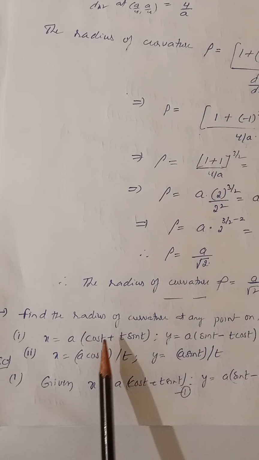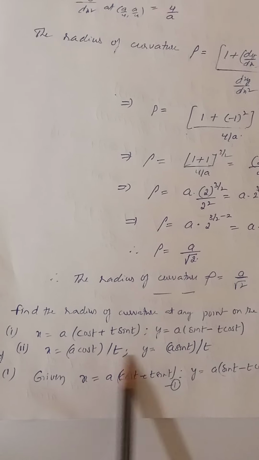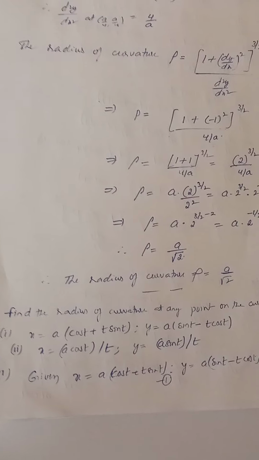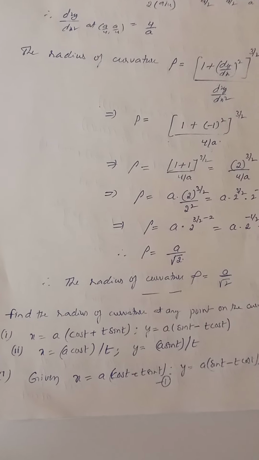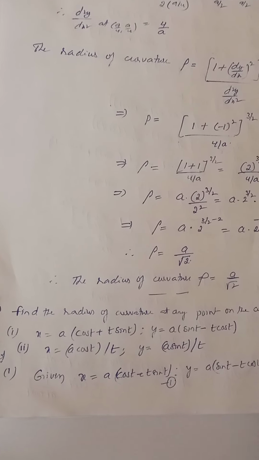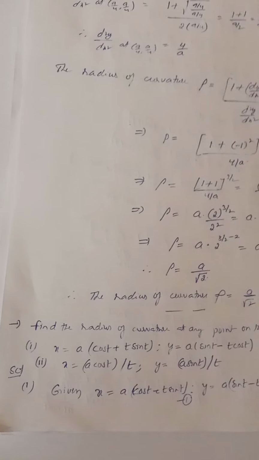The next one is: find the radius of curvature at any point on the curve. There are two problems here, the first one and the second one. The second one, try on your own, right? This one, the first one, solution. Given x is equal to a function of another variable t, and y is equal to a function of another variable t. In this case, how to find the radius of curvature?